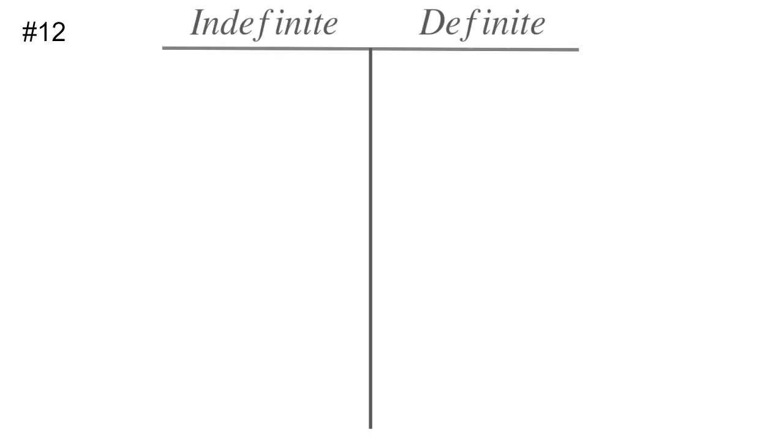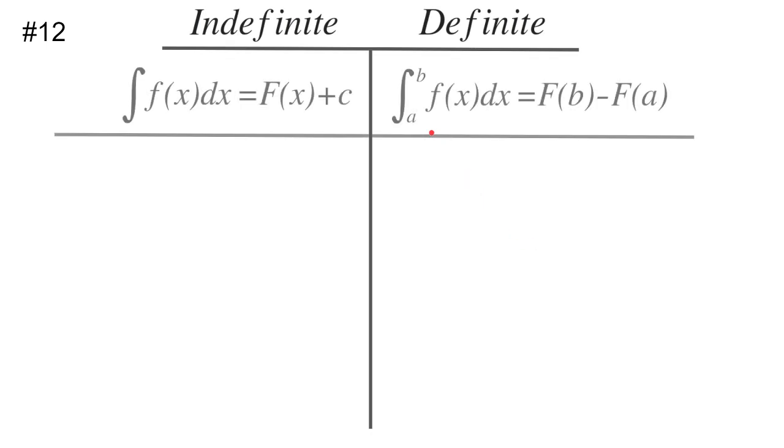So number 12 is asking us to discuss the difference between a definite and an indefinite integral. So if we look at this chart I made right here, you have both integrals on both sides. And these are the general forms of both. So for an indefinite integral, a key difference is that it has no bounds. There's no upper and lower bound, whereas a definite integral has upper and lower bounds. And an indefinite integral has this plus c right here that a definite integral does not have.